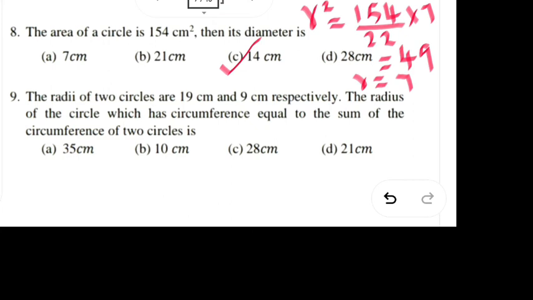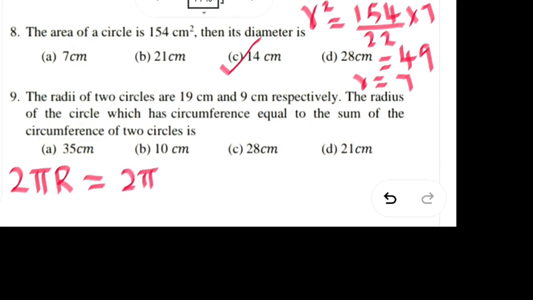Ninth question. The radii of two circles are 19 cm and 9 cm respectively. The radius of the circle which has circumference equal to the sum of the circumferences of two circles is. So let's take the new radius is r. So what is the circumference of the new circle? 2 pi r. And it is given that the new circumference is equal to the sum of the circumferences of two circles. So what is the circumference of the first circle?